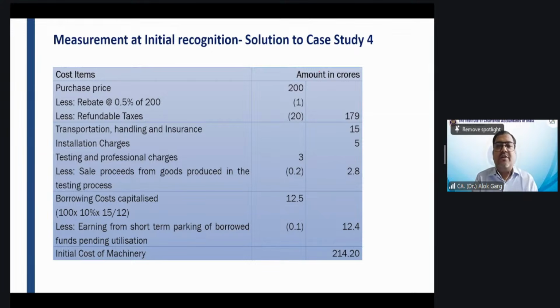This purchase price is 200 crores, 1 crore is the rebate, 20 crore is the refundable tax. This 179 crore is the purchase price, net. Transportation, handling, insurance is 15, 5 is installation, testing is 3, 20 lakh rupee is the earning, 2.8 crore is the net amount which is going to be added to the cost of the asset. Borrowing cost capitalization 100 multiplied by 10% multiplied by 15 by 12, 12.5 crore. 10 lakh rupee earning from short-term parking of borrowed funds pending utilization, 10 lakh rupee, 12.4 crore is the amount which is going to be capitalized. Your initial cost of machine is 214.20 crore, right?